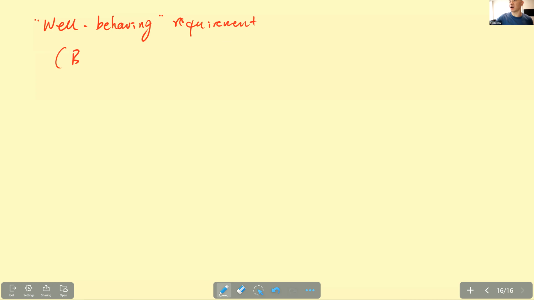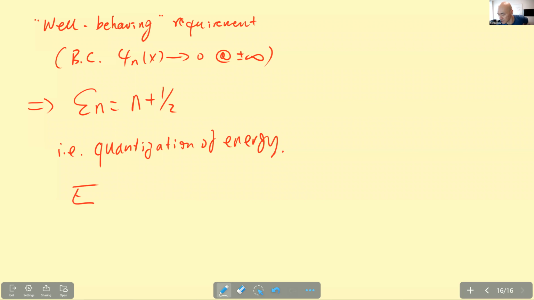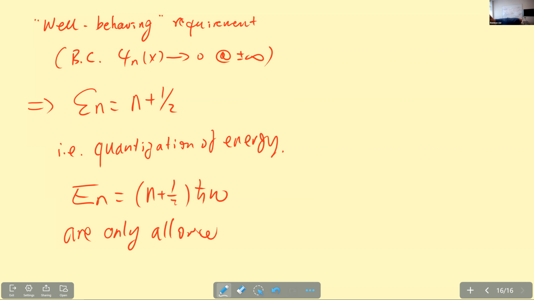This actually is the boundary condition, right? Of this psi m x goes to 0 at plus minus infinity. It will lead to the energy needing to be a certain integer number plus 1/2. That is the quantization of energy. So E m equals m plus 1 over 2 h bar omega are the only allowed values.